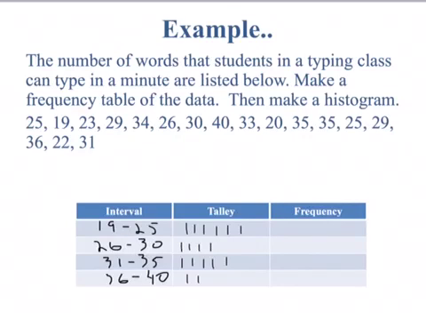For the frequency, I just need to go through and count up my tallies. In interval 1, I have 1, 2, 3, 4, 5, 6 tallies. In interval 2, I have 4. In interval 3, I have 5. In interval 4, I have 2.